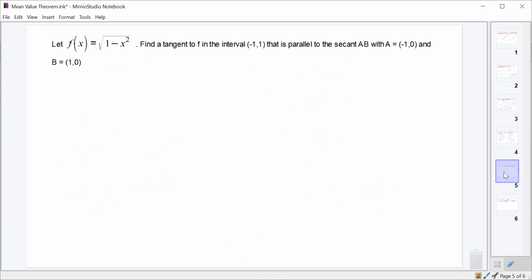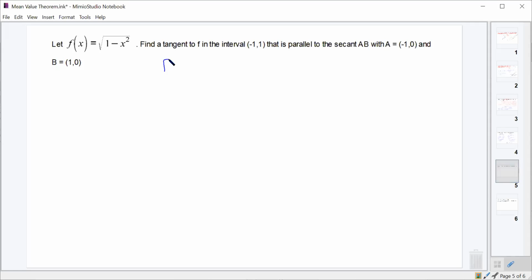Okay. Let's, I guess, just do one more of these. Then we have a little thing to add to it. And then we're going to continue moving on to the rest of this applications of the derivative unit. So we've got f of x equals root of 1 minus x squared. We want to find a tangent to f on the interval -1 to 1 that is parallel to the secant line through there. And so we could use the mean value theorem to see if this has to exist, right?